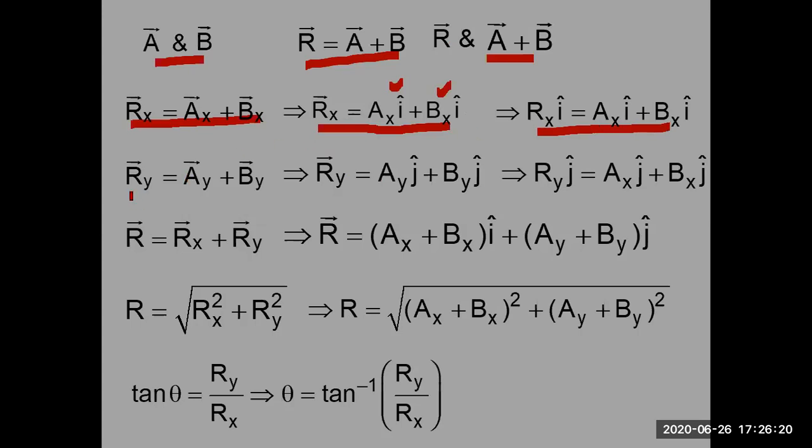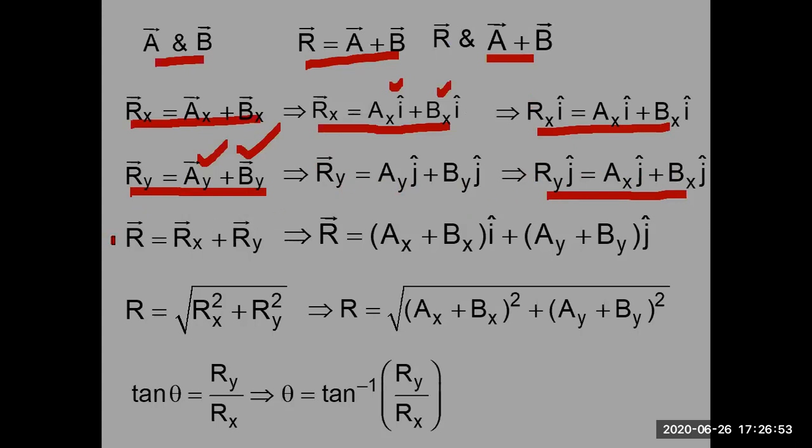The same steps are followed for the vertical component. Ry will be equal to the y component of vector A plus the y component of vector B. So this will be Ay j plus By j, because both are along the vertical direction. So this is basically the vertical component of vector R, Ry j. This is the horizontal component of vector R, Rx i. The only difference is the unit vectors along the x component and y component.